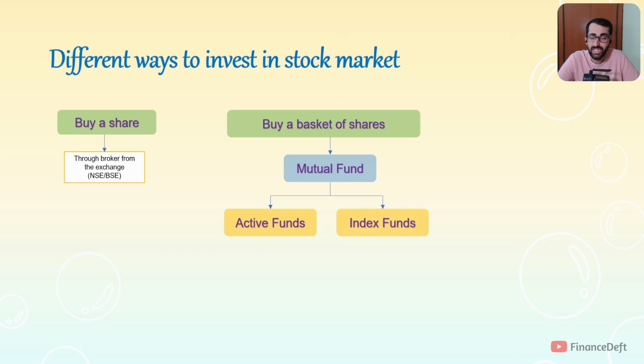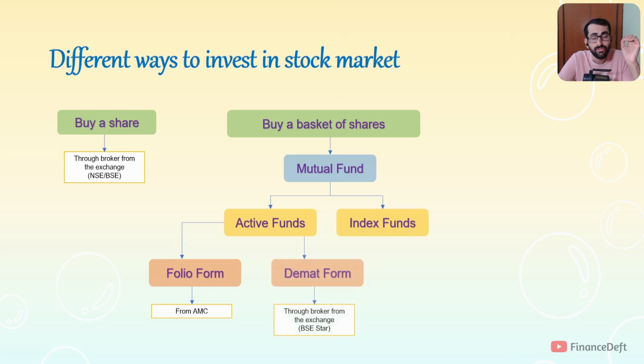The next category is index funds. As I told earlier, you cannot directly purchase Nifty, but you can invest in instruments that track Nifty. Index funds are one of that type. There are index funds available for Nifty 50 or Nifty Small Cap index and all major indices. You can purchase active mutual funds directly from the AMC's website and they will be stored in folio form. If you purchase the mutual fund from a broker, it will go to a platform like BSE Star and be stored in dematerialized form in your demat account. You can purchase index funds in folio form as well as in dematerialized form.